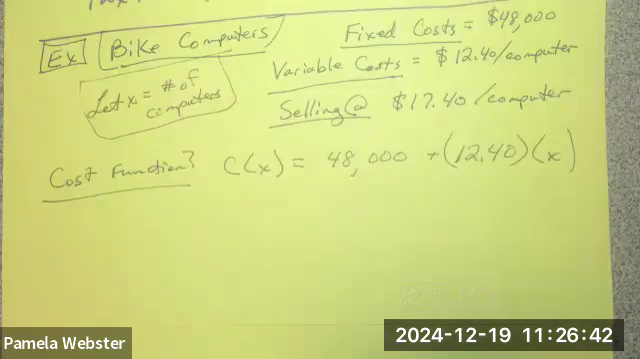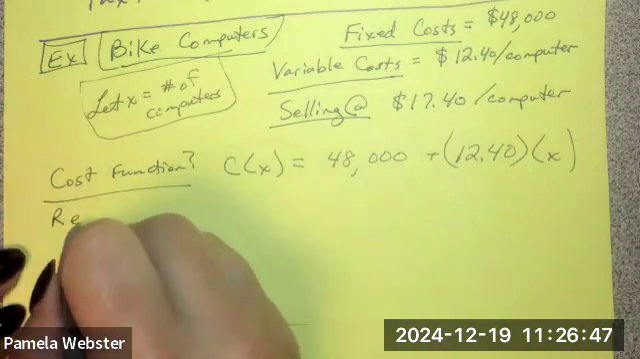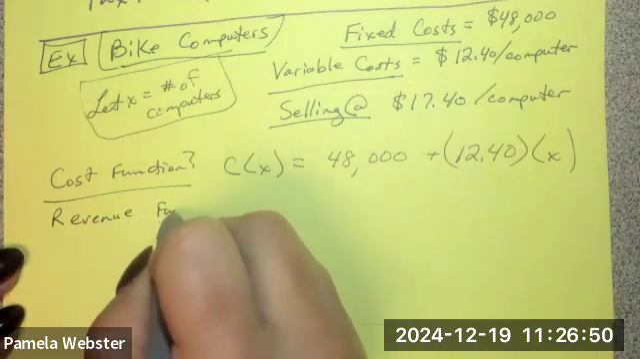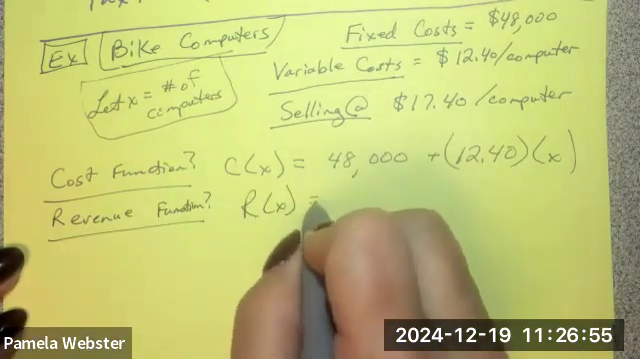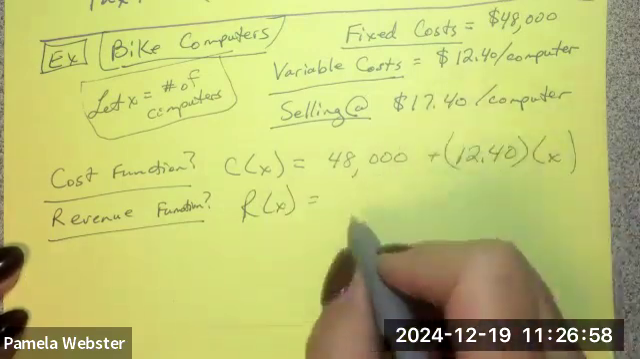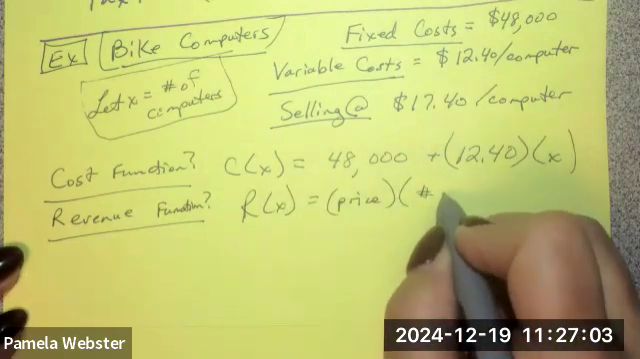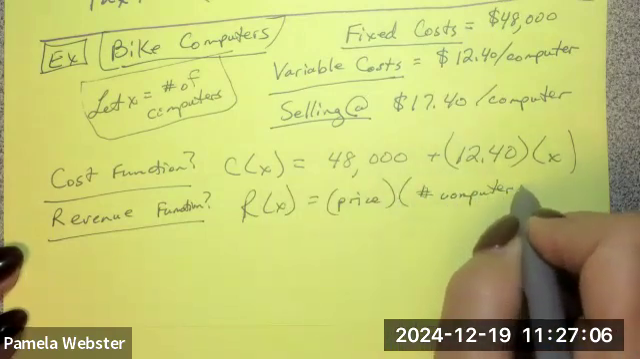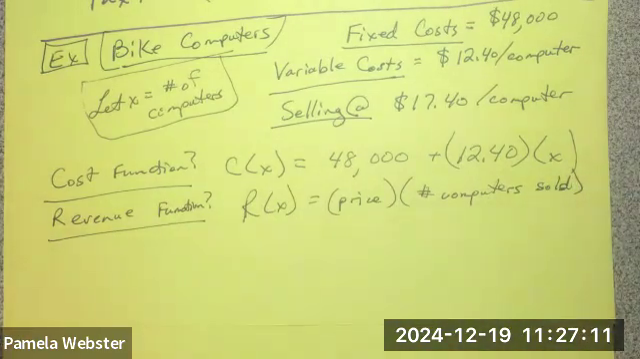Revenue is money in. So that's going to be based on what I'm selling. So, can you create a revenue function? Well, sure I can. R of X. I'm going to take the price times the number sold. Does that make sense? In this case, we're going to assume that the number I'm producing is the number that I'm selling, so that'll be my X as well.